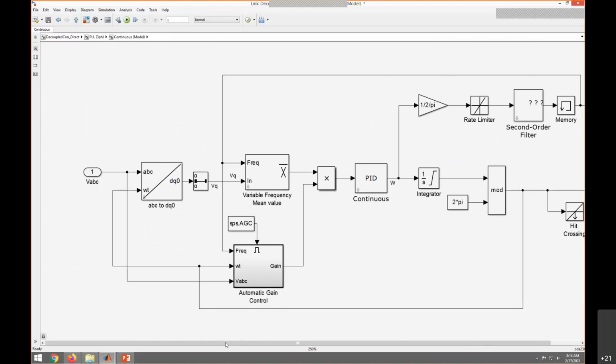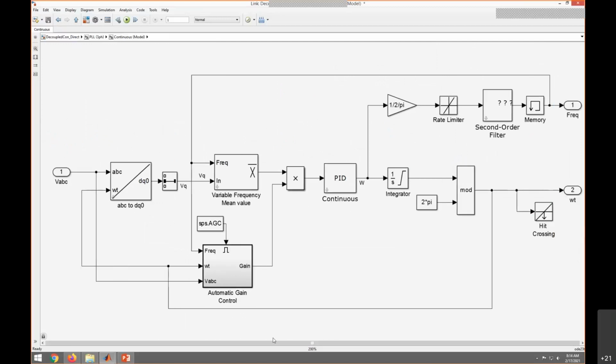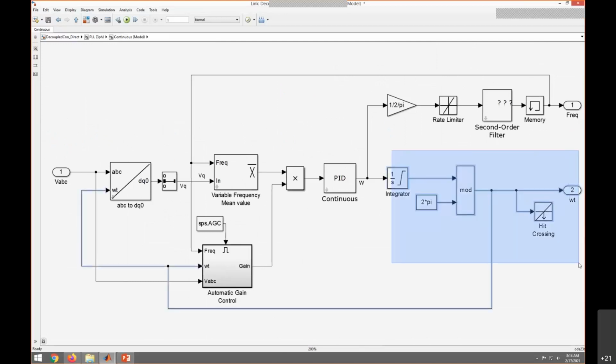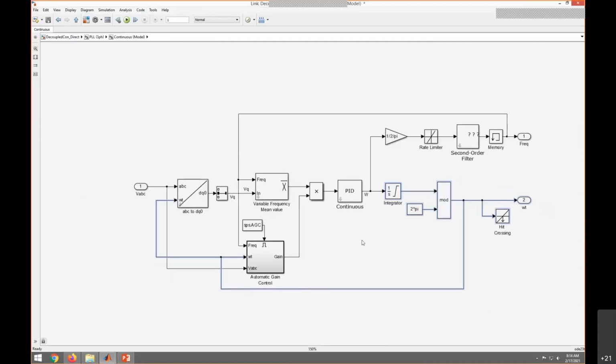After that, this entire thing is the loop filter, and after that this one is the voltage controlled oscillator. There are also some automatic gain control and other variants that will improve its performance under distorted supplies, or reduce the noise from the PLL.